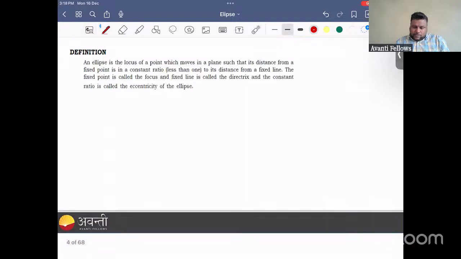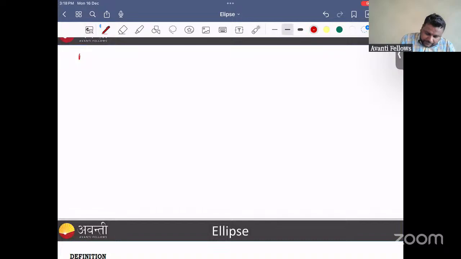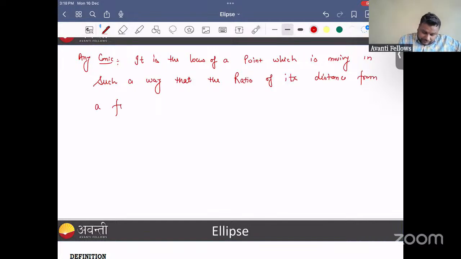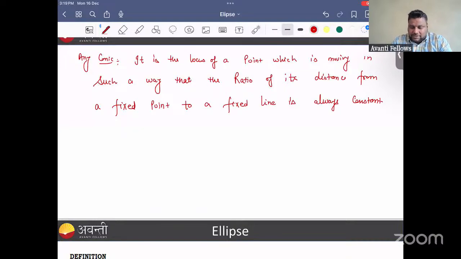So, what is ellipse exactly? If you talk for any conic, it is the locus of a point which is moving in such a way that the ratio of its distance from a fixed point to a fixed line is always constant. Am I clear? So this ellipse is the locus of a point.